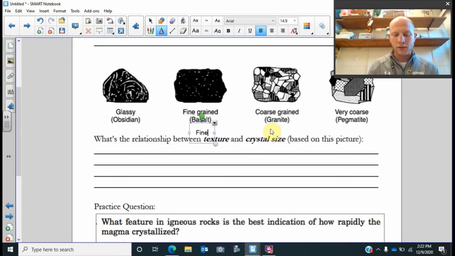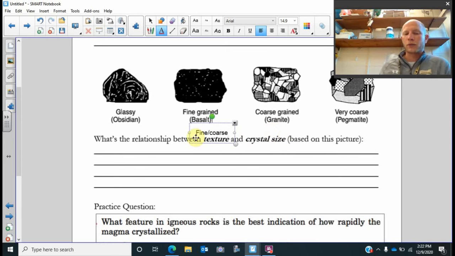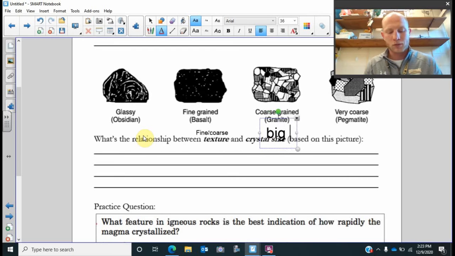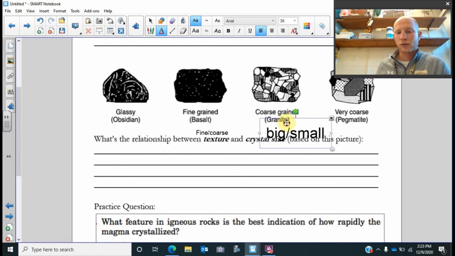Is it fine or is it coarse? Coarse meaning rough. When I think of fine, it's smooth, a smooth surface. If it's coarse, that means it's really bumpy and feels a lot like rough sandpaper. And then crystal size, again, is talking about the size of a crystal. Is it big or small? That's the verbiage we use for crystal size.